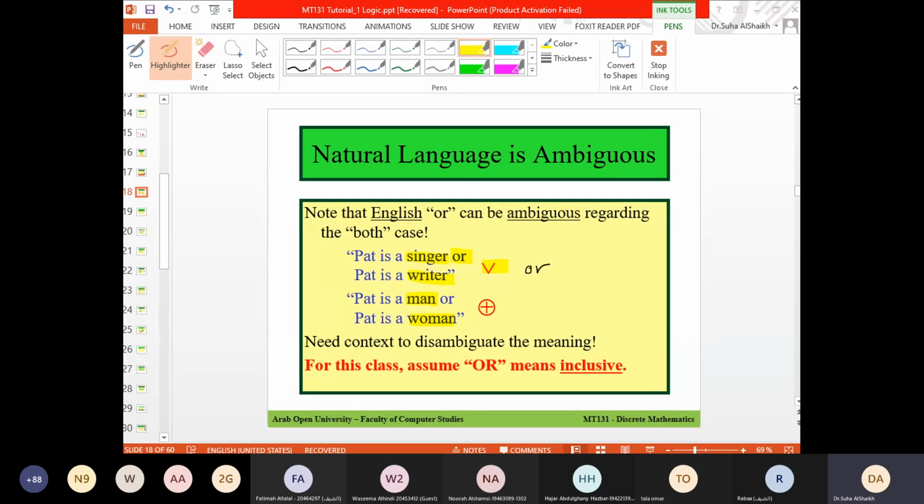Now you can hear me? Okay. The slide, you can see the slide? Okay, good.